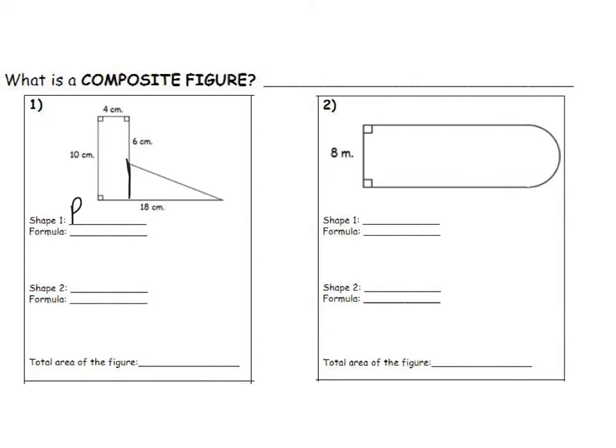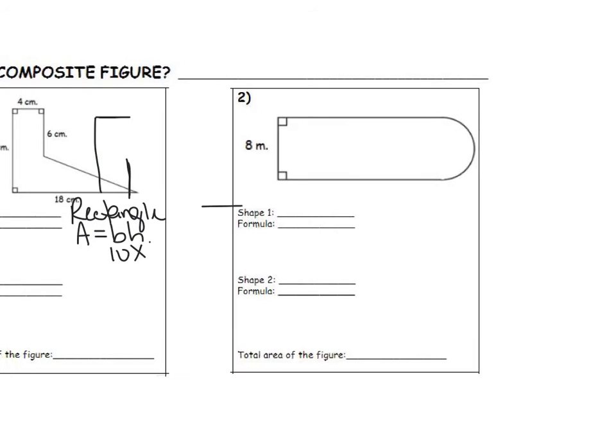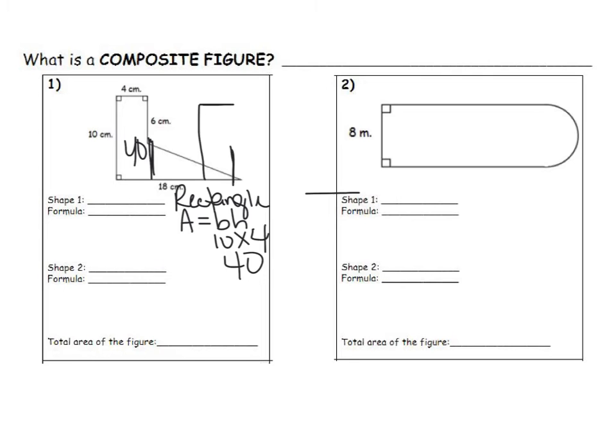We're still going to do the rectangle and the triangle. So again, rectangle, all you need is the area is equal to base times height. So we have the base of 10, the height of 4, or vice versa. So we multiply that, and that's going to be 40. Okay, so now let's find the area of the triangle.